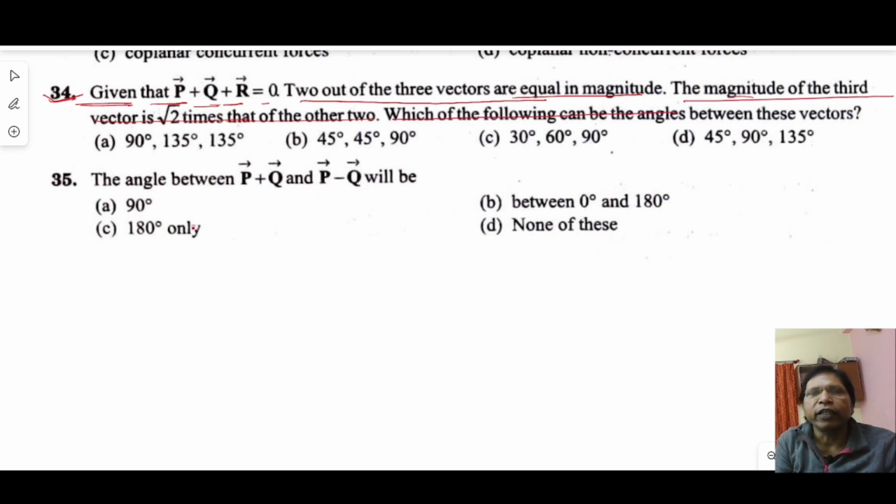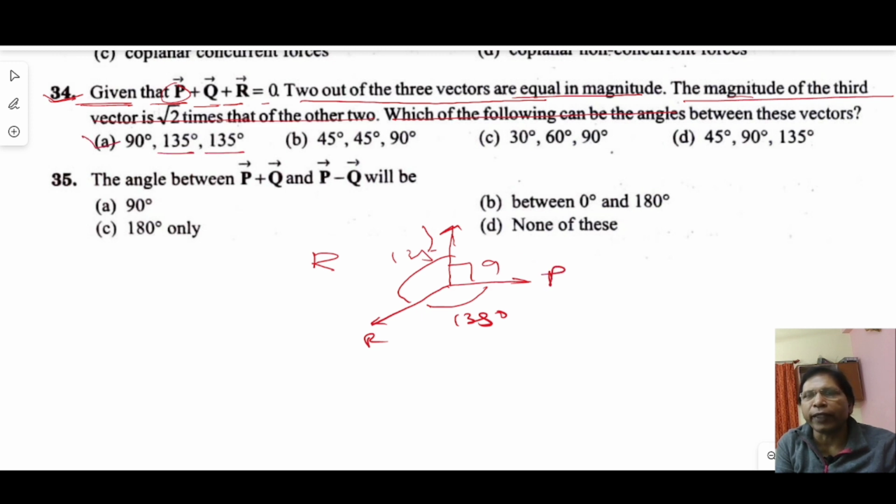Okay, look at this. So r vector is root 2 times the two equal vectors p vector and q vector. This happens if the angle between p and q is 90 degrees, and the angle of r with p and q is 135 degrees and this also 135 degrees. Okay, now which options are correct? Look at this, it is 90, 135, 135 because the sum of p vector, q vector and r vector is 0.